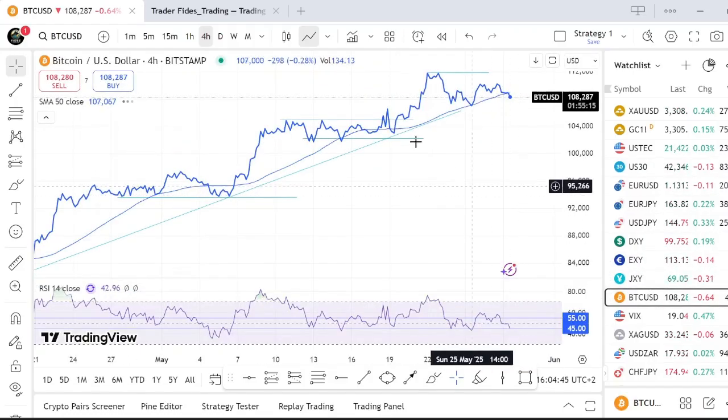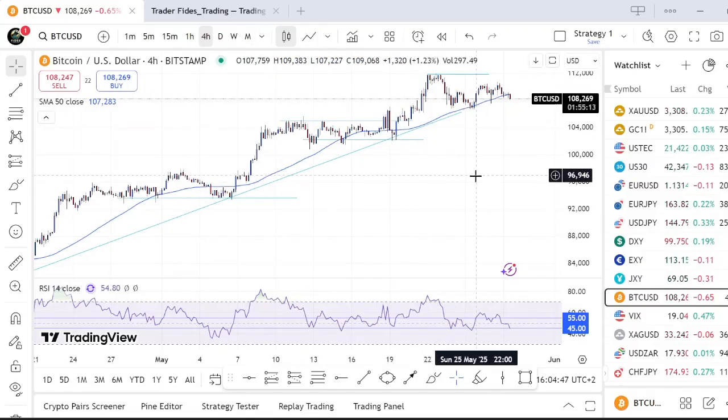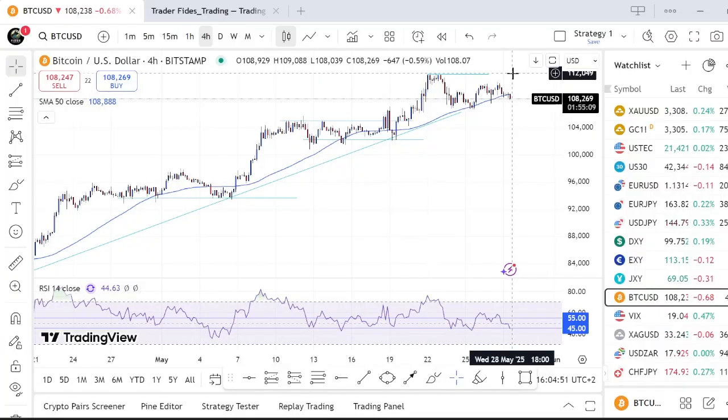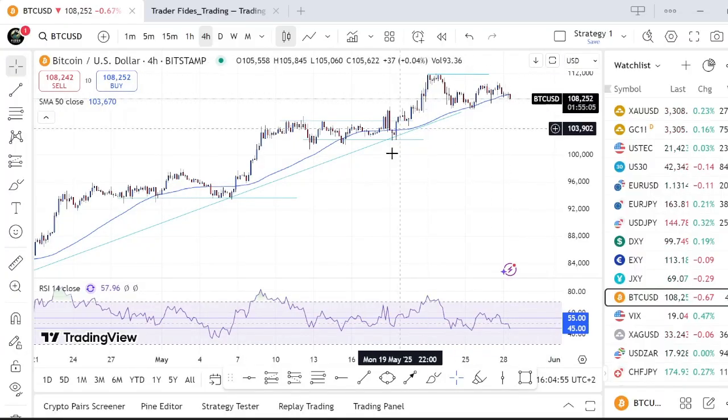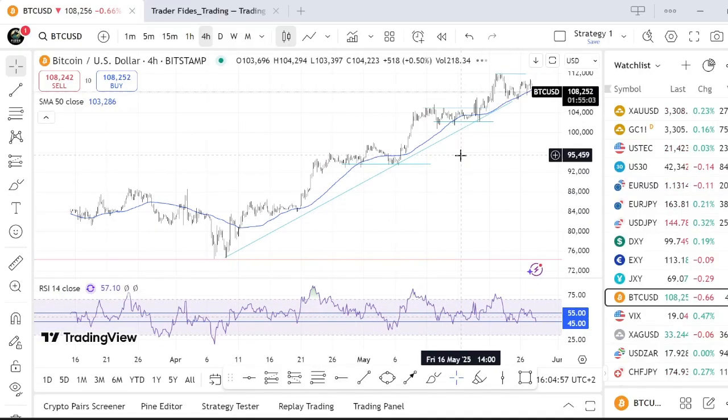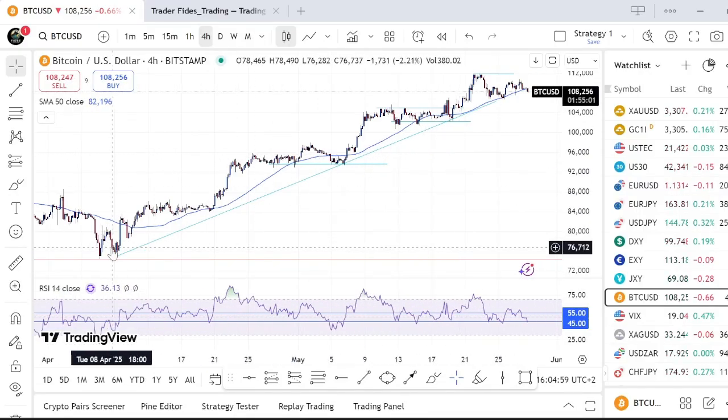Just taking a look at some other pairs. So we're looking at Bitcoin. Bitcoin breaking some highs. It currently peaked at 112.05 and is currently in a consolidated phase. So not looking to trade Bitcoin. It's made its massive move to the upside.